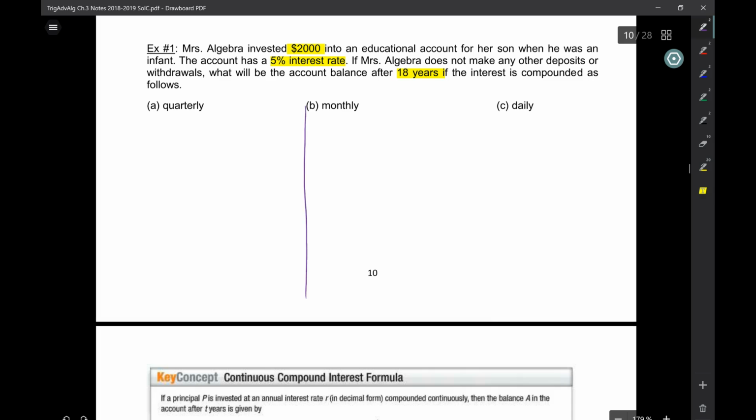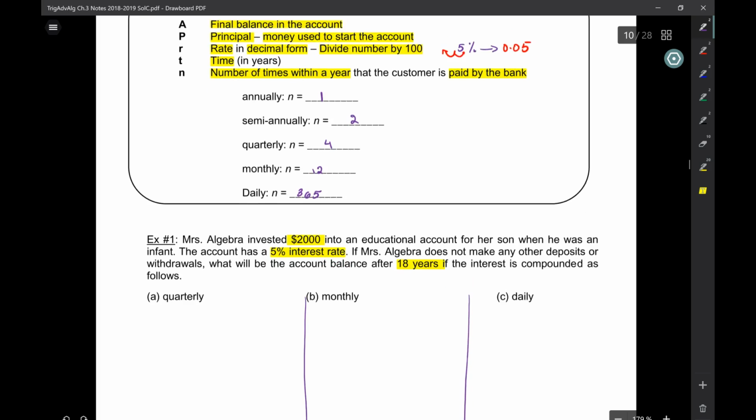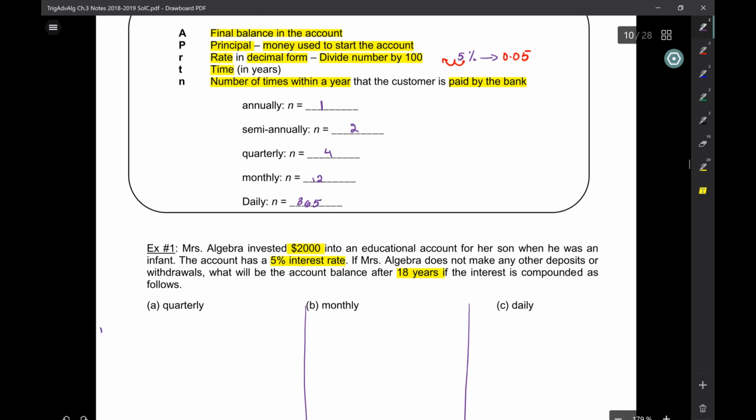So what will give you the higher? No, it's just the formula. Okay, so let's write down everything that we have. This 2,000 is how much she invested. So which of these variables is that? P. That's P.